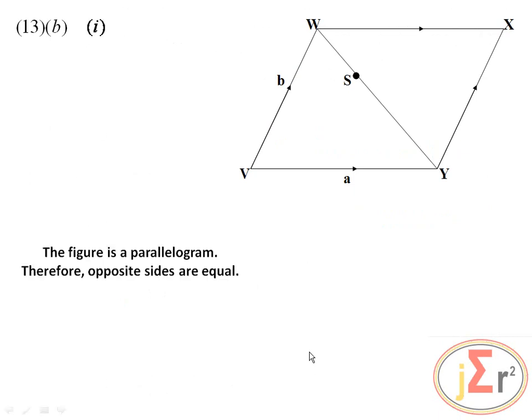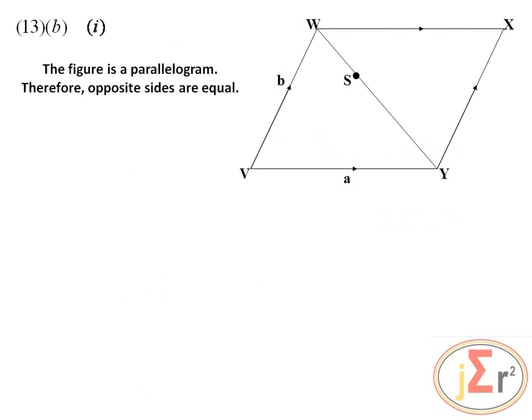Vectors. The figure is a parallelogram, therefore opposite sides are equal. Because it's a parallelogram, opposite sides are equal. So we have A is also here, and we have B is also there. So we have A, B, like that.